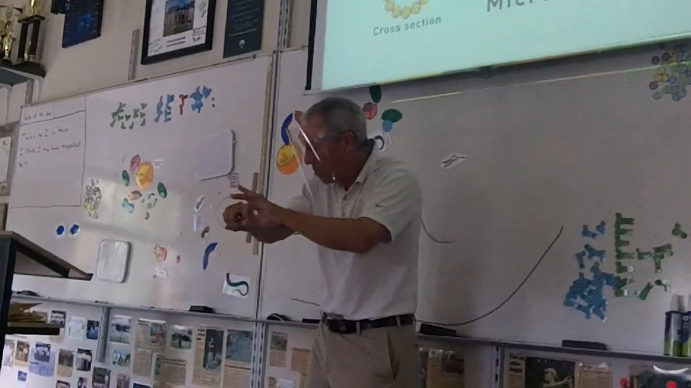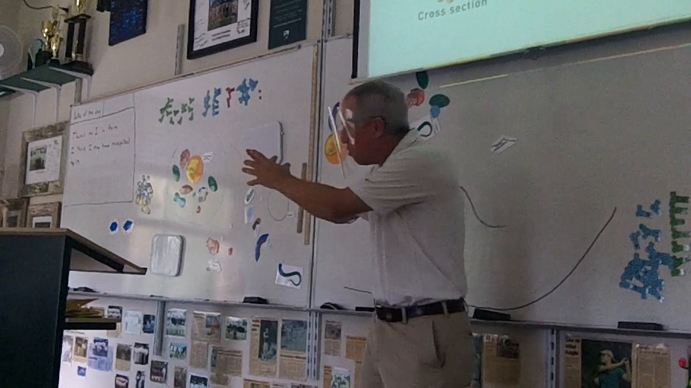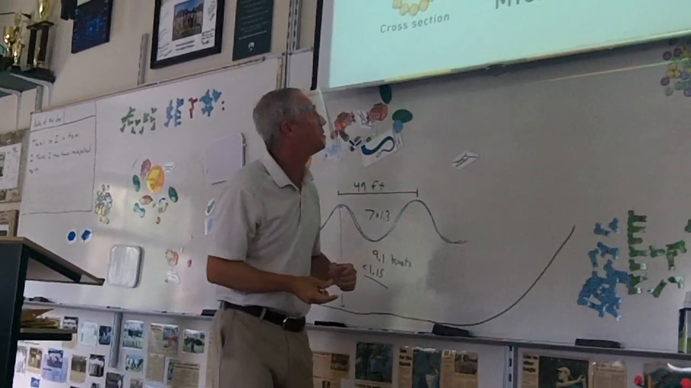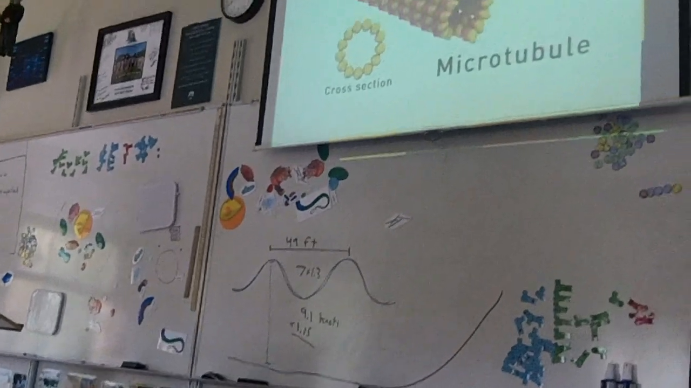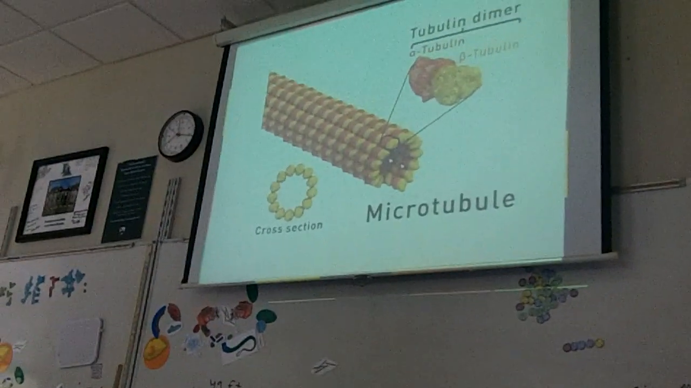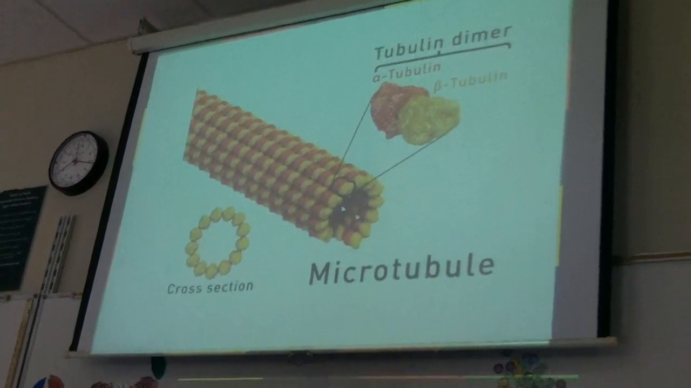These microtubules move all over the cell. And often things move along the microtubules. You can have the microtubules form almost like a highway.